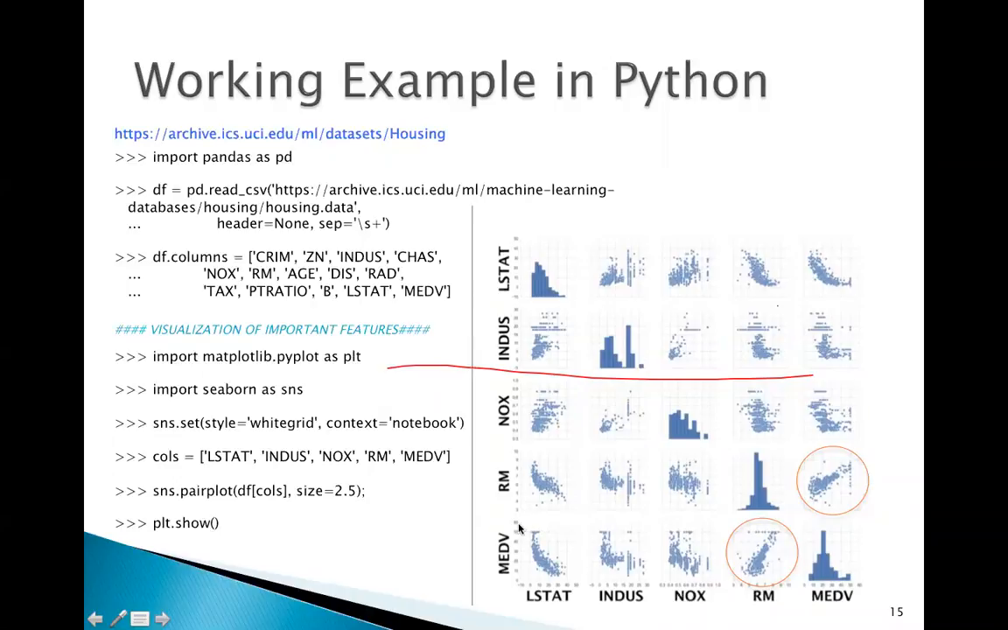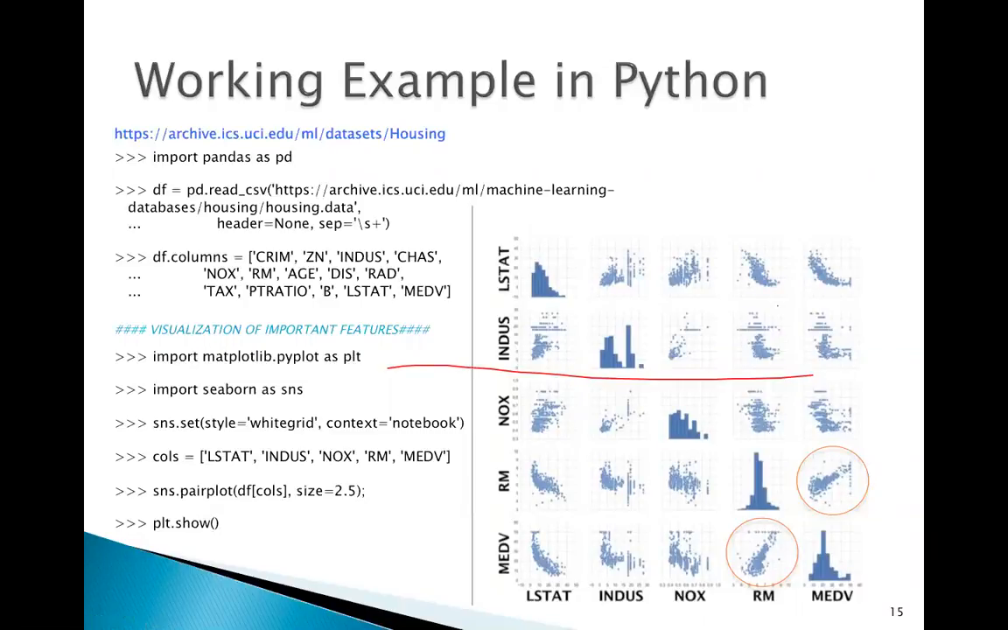But let's take this particular case where we have median value alongside LSTAT. This has more of a curvature. This is curvilinear, not linear. So if I were to use this variable to predict median value, I will not take a linear relationship. Instead, I'll take a curvilinear relationship. I won't take a linear function.